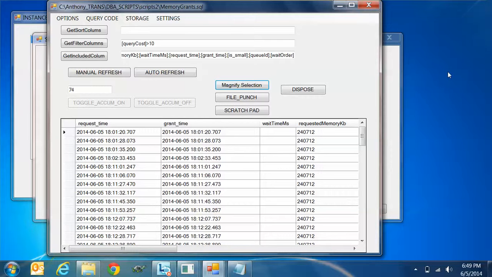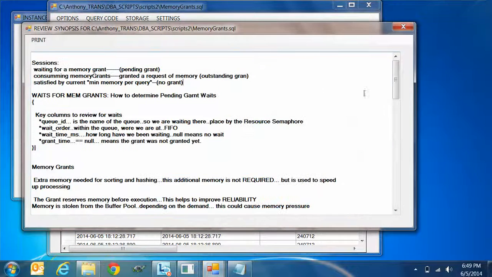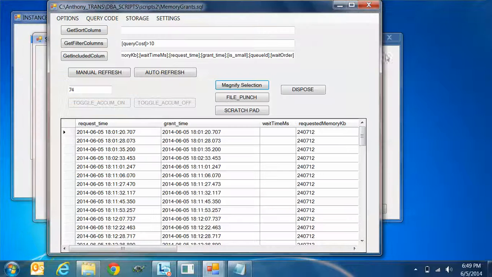and particularly through completeSql. Also, through completeSql, always keep your synopsis. Always write information about what you're processing, so it's at your fingertips, and you can grow with the whole consumption of your learning about DMVs, DMOs, and functions. So that concludes our discussion about memory grants.